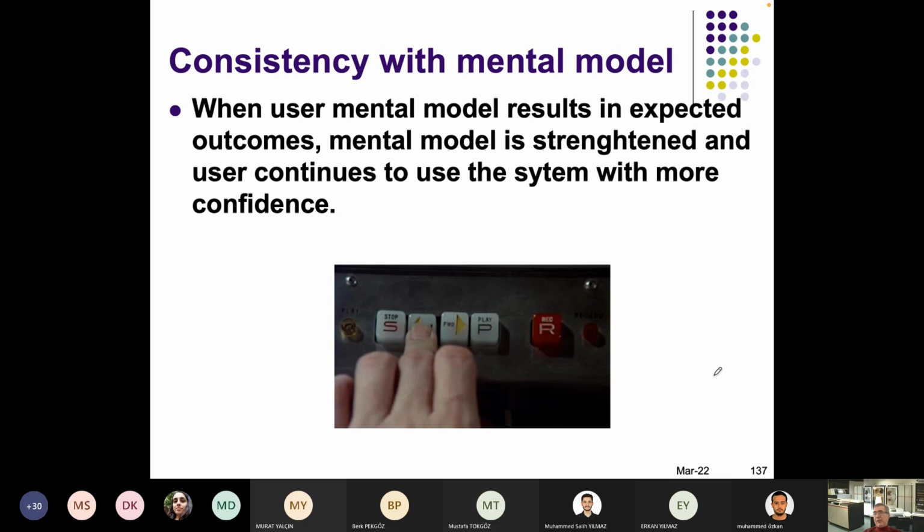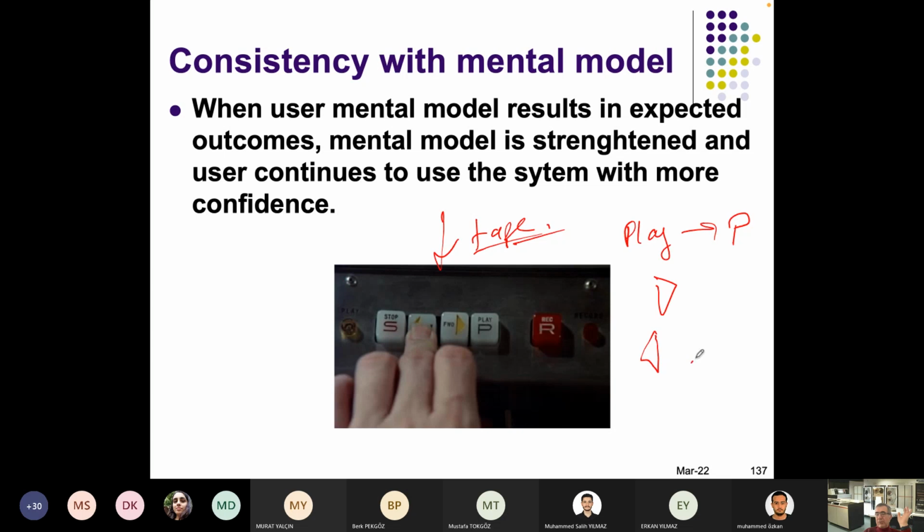This is an early type of tape recorder. The play was P, forward was this, backward was this. So forward and backward was iconic, but the play and stop was not during the beginning. So over time, over the industrial progress, people are trying to develop mental models based on the many things that we see in the surrounding.